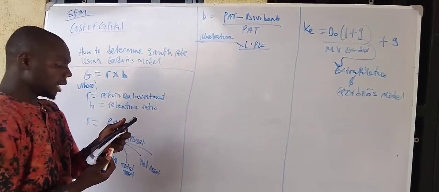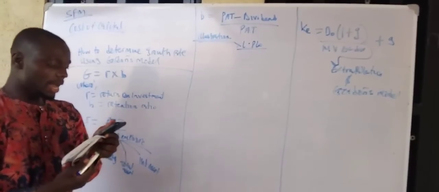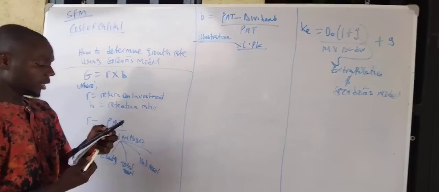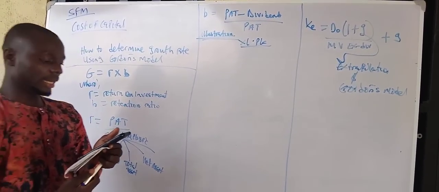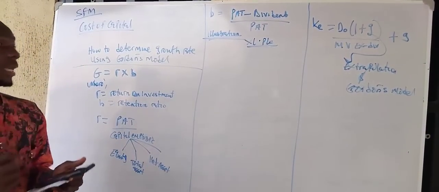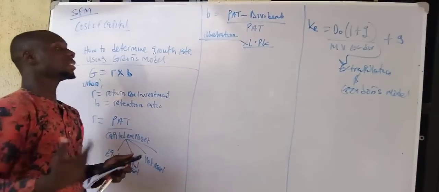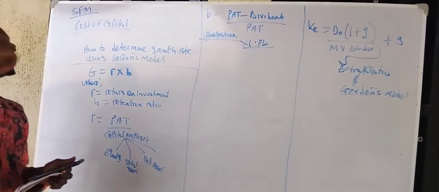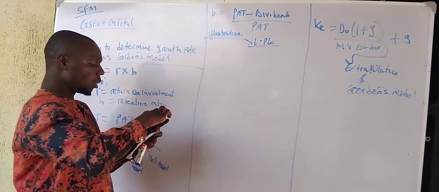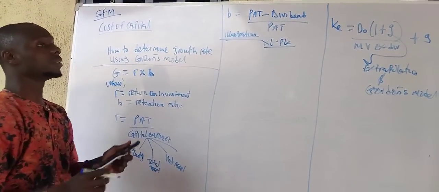Now the required. If the company's accounting rate of return and earnings retention rate remain the same, what will be the growth in dividend in next year? So what this question is telling us is that if the accounting rate of return and earnings retention remain the same, what will be the growth rate in dividend next year? So we are to determine the growth rate.